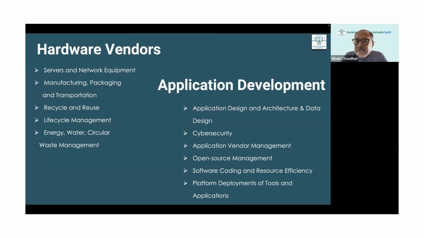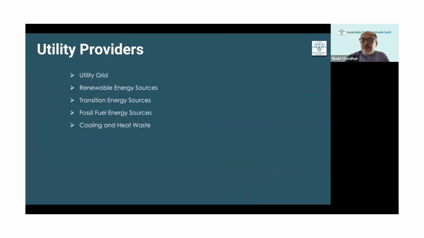So application design and architecture and data design has to be sustainable. Cyber security has to be very well in place, not just use of some tools. Throughout the life cycle, it has to be there so that there is very minimal failure. Application vendor management has to be done using the sustainability KPIs. Open source should also be checked for sustainability. Software coding and resource efficiency has to be looked at. Platform deployments of tools and applications is another area that needs to be looked at.